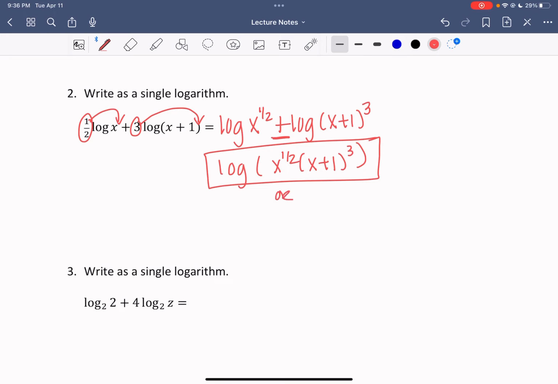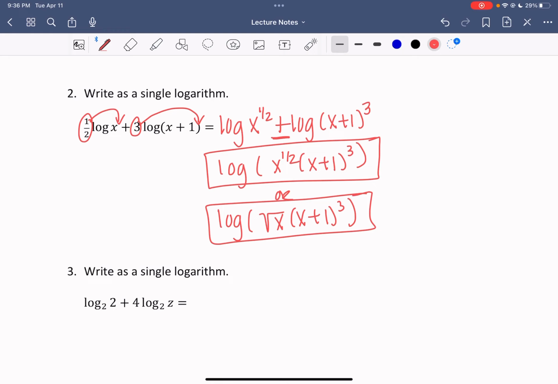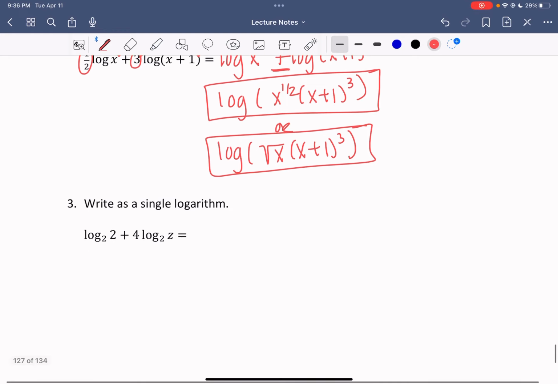Now I could change that into a square root, and I could say square root of x times x plus 1 cubed. Either one of those, but I definitely don't want to overwork it.